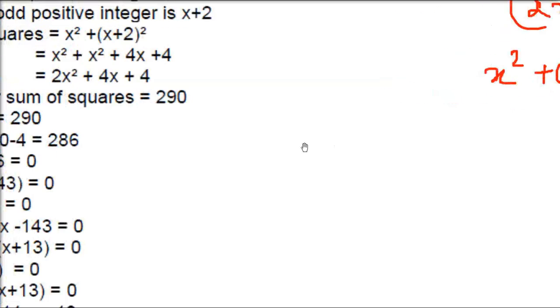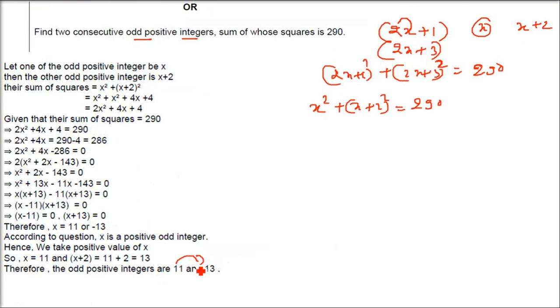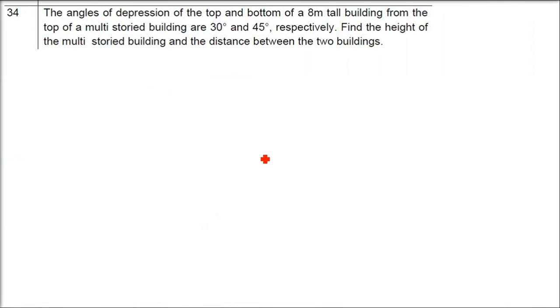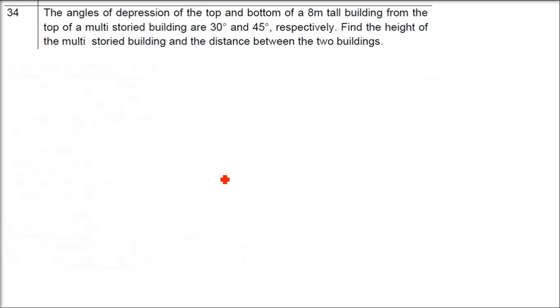So x square plus x plus 2 whole square equals 290. And there will be a quadratic equation. I hope you will be able to solve this. x is 11 and x is minus 13. So you won't take minus 13, it's not positive. So one is 11, the other is 11 plus 2, that is 13. So the positive odd integers are 11 and 13. If you square them and then add them, it will be 290.